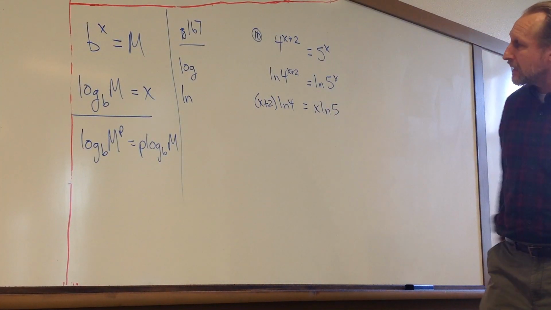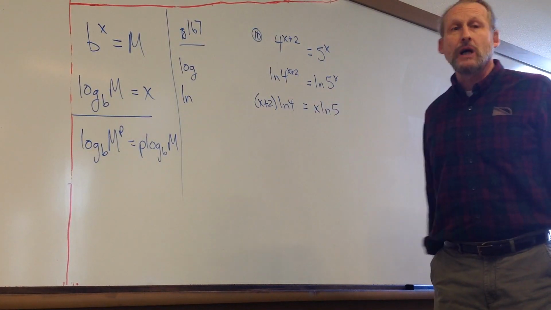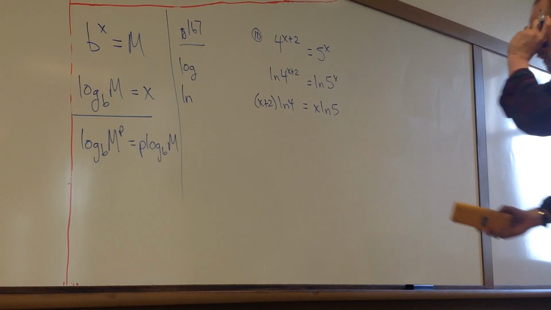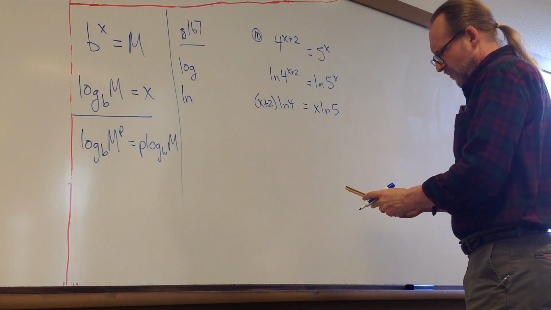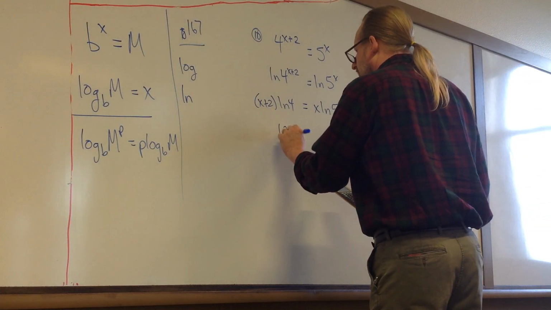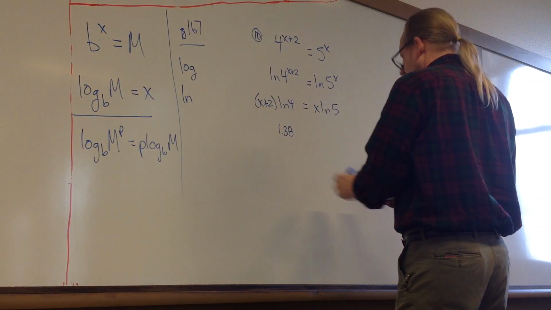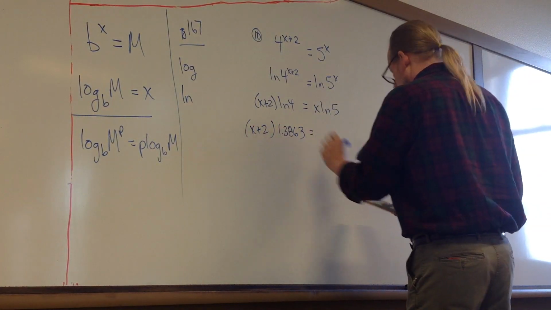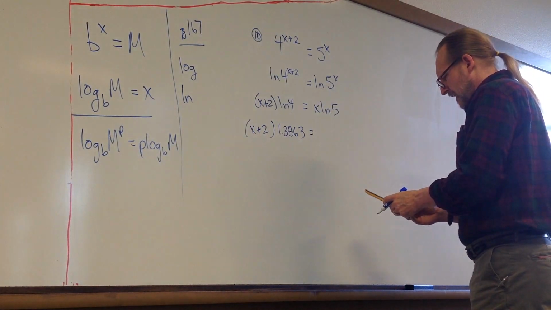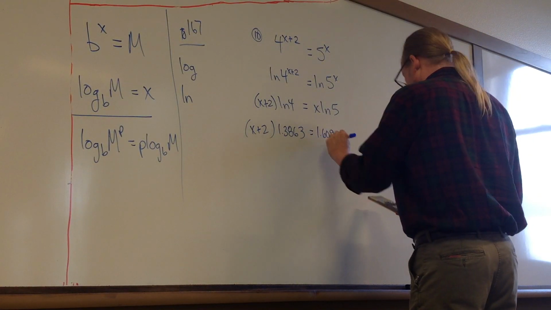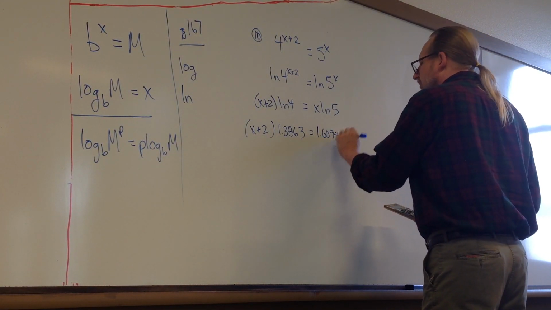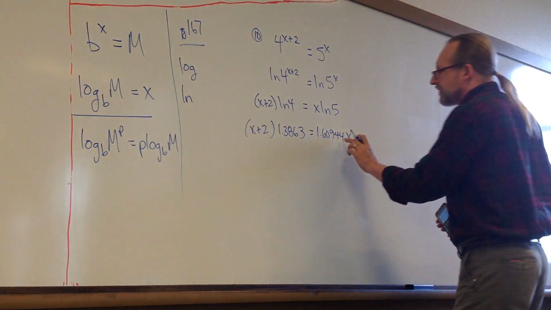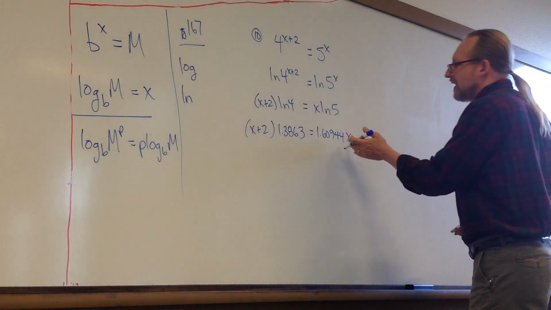Okay, so I think this one, I'll do these approximations first and get an approximate answer, and then we'll go back and we'll look at what happens if we hold on to the logarithms and solve it that way. Okay, so let's see here. ln 4 is 1.3863. That's a pretty good approximation. And then over here, ln 5, 1.60944 times x.